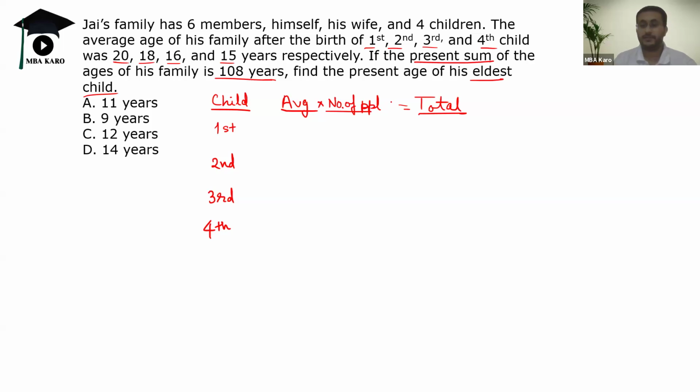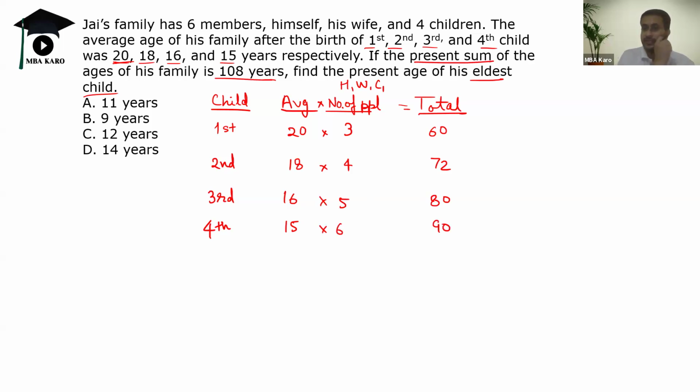Now, when the first child is born, how many people are there in that family? 3 people, right? Husband, wife, and child number 1. 3 people. What is the average over here? 20 years. So the total age of the family was 60. Now, when the second child is born, the average is 18, then 16, and then for the fourth child it is 15. Now, here we will have 4 members because husband, wife, and 2 children. So that is 72, 80, 90. Okay. So that is what we get as the total age of the family.